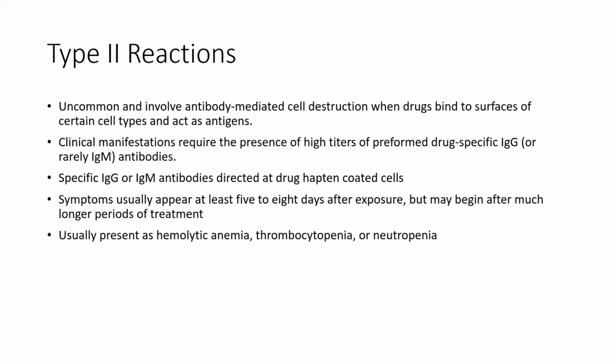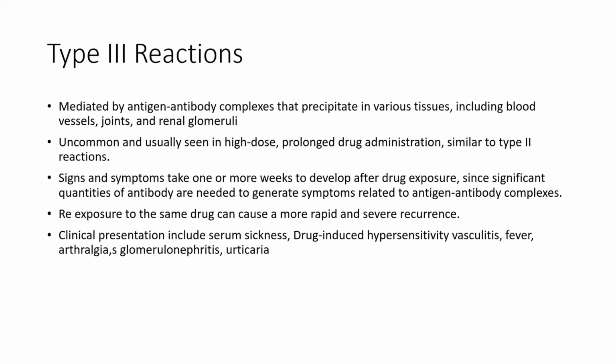Type 2 reactions are uncommon and involve antibody-mediated cell destruction when drugs bind to surfaces of certain cell types and act as antigens. Clinical manifestations require the presence of high titers of preformed drug-specific IgG or rarely IgM antibodies. The specific IgG or IgM antibodies are directed at drug hapten-coated cells. Symptoms usually appear at least 5 to 8 days after exposure, but may begin after much longer periods of treatment. Usually present as hemolytic anemia, thrombocytopenia, or neutropenia.